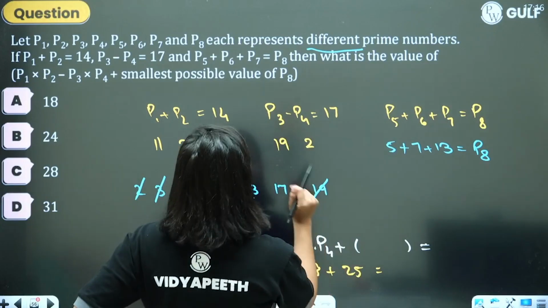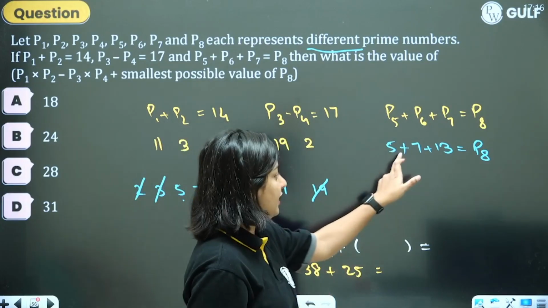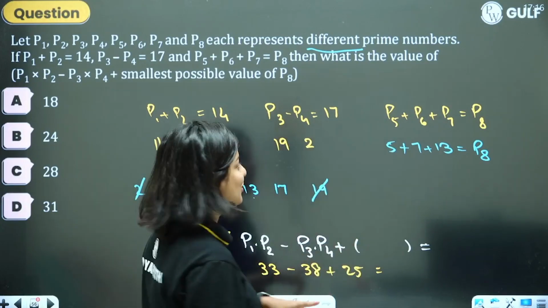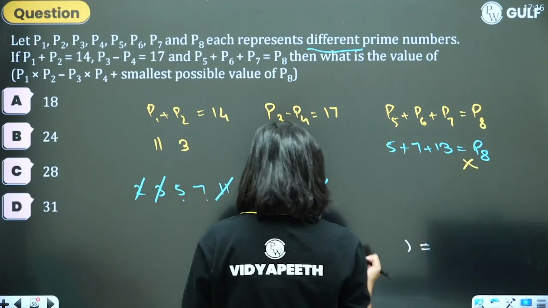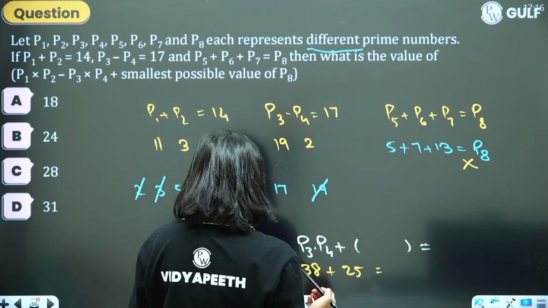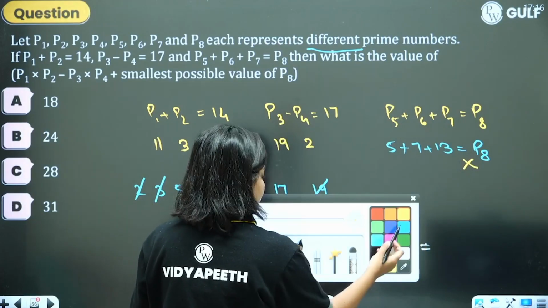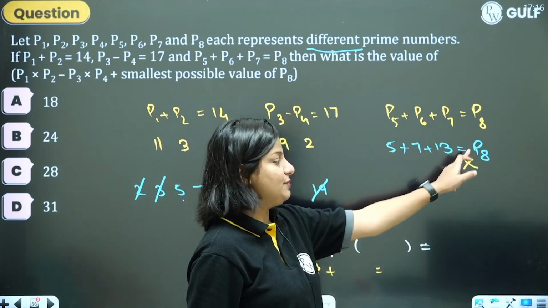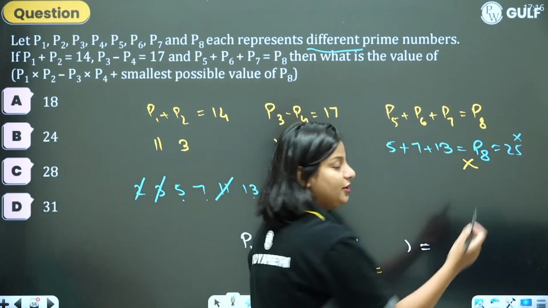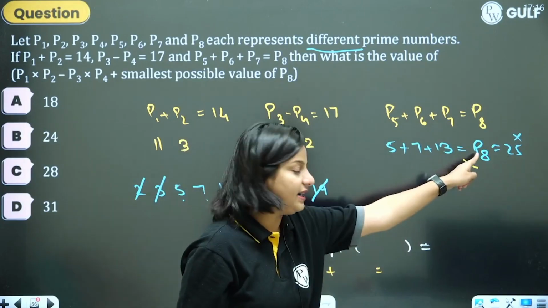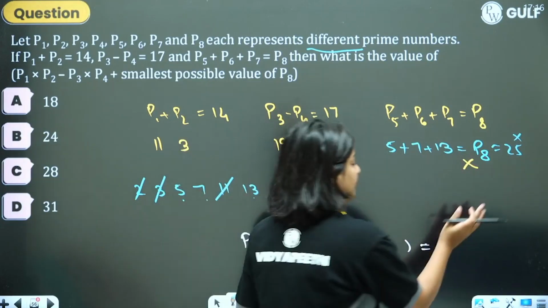Again, what the problem is, I cannot take 5, 7, 13. Why? I'll tell you. Because P8 should also be prime. So this is not a good combination. Oh my god! I cannot take 5, 7, 13 because it will give me 25, and 25 is not a prime number. We want P8, and P8 should also be a prime number.